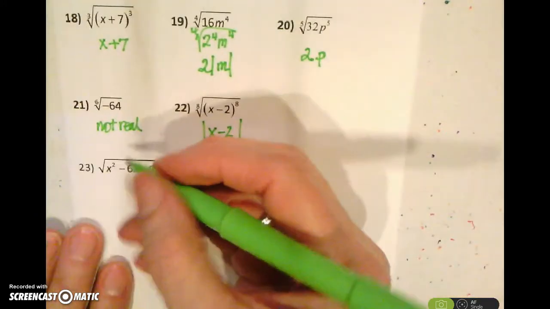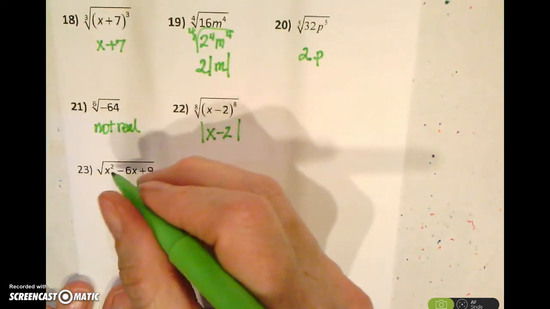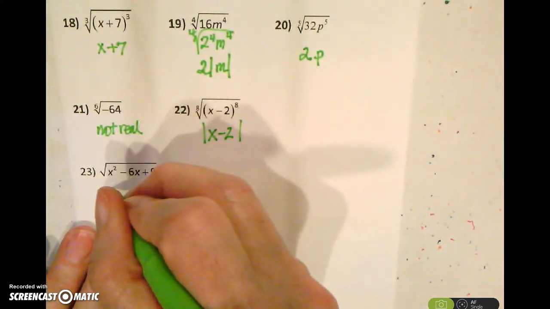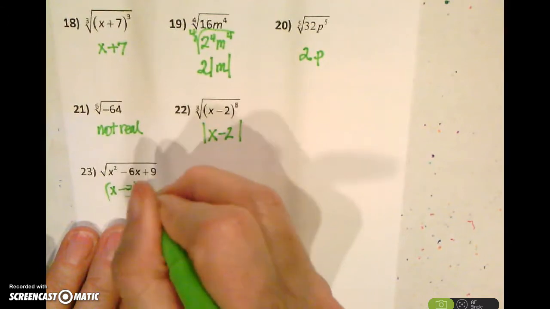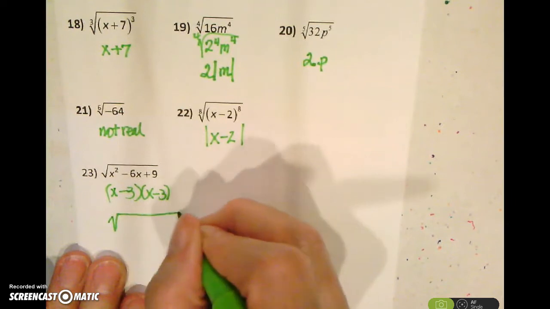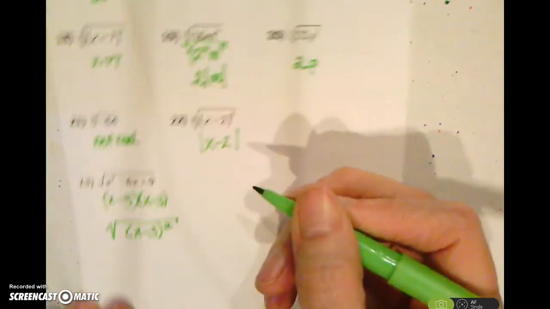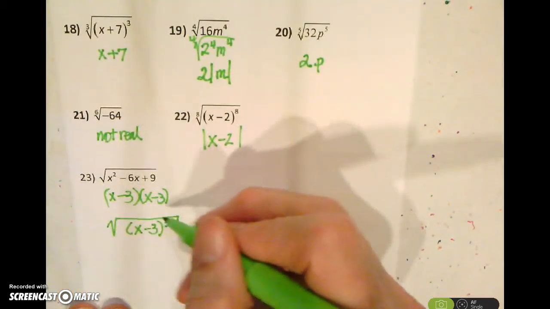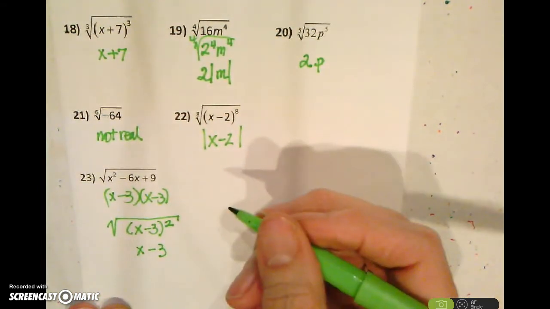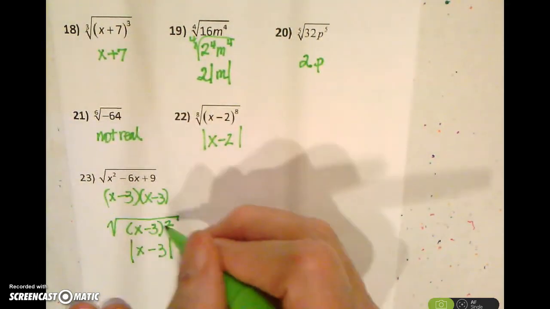And finally, number 23, now here's our happy little family. They're holding hands. We need to have this written as a power. So if I were to factor this, it would factor into x minus 3 times x minus 3, which is x minus 3 squared. So this is actually the square root of x minus 3 to the second power. So the square root of x minus 3 to the second power is x minus 3. And I need, yes, I do, an absolute value bar because these are evens.